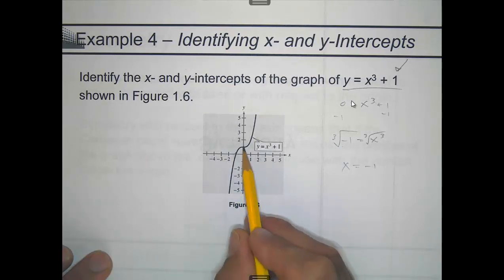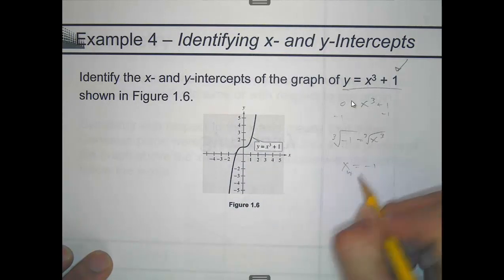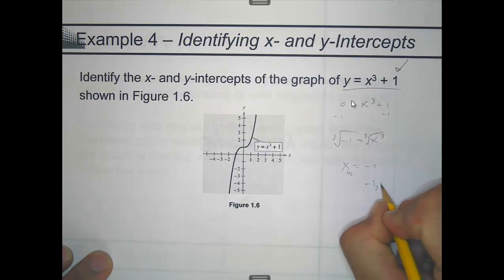Your y-intercept, you just plug in 0 for x. All right, so here's your x-intercept, and I'll put that as an ordered pair, -1, 0.